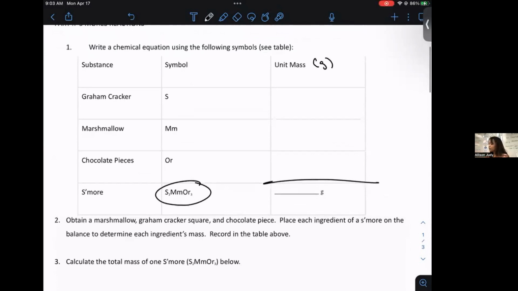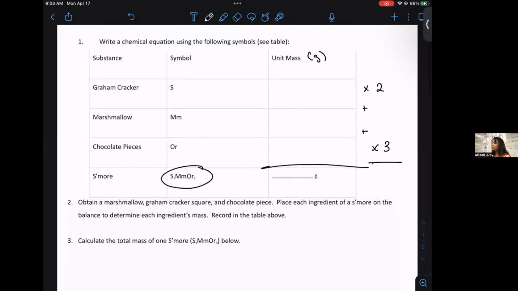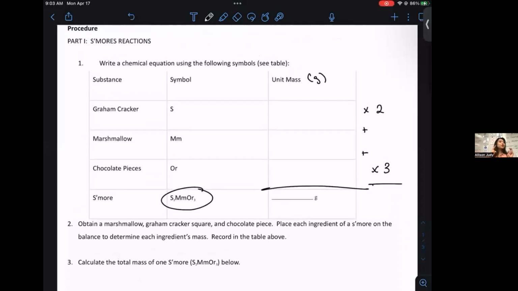And what you'll notice is you have 3 chocolates in that, okay? And you have 2 graham crackers. So when you add up the total, keep that in mind, okay? And that will give you the molar mass of your s'more sandwich. The total mass of your s'more sandwich.